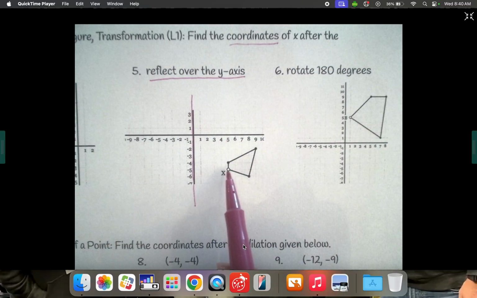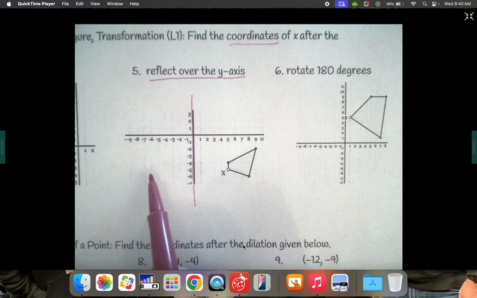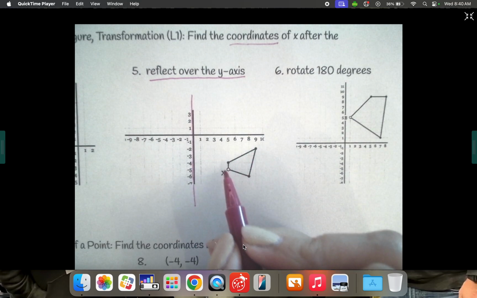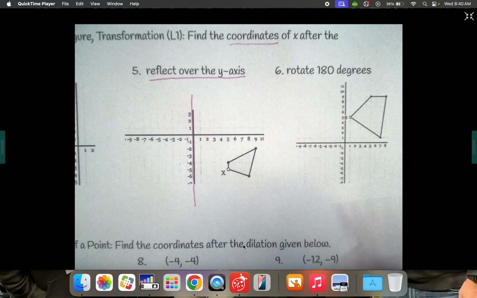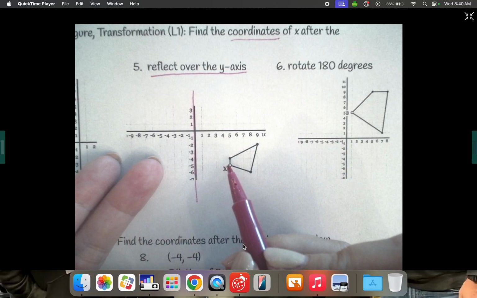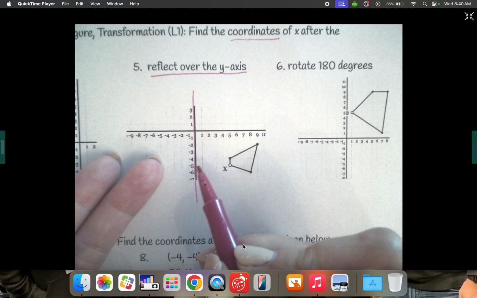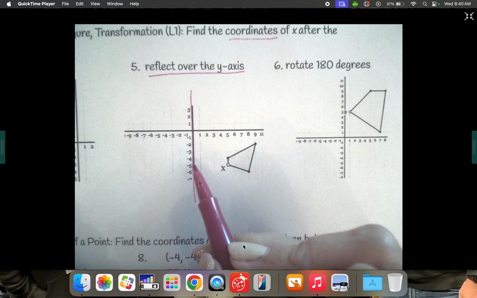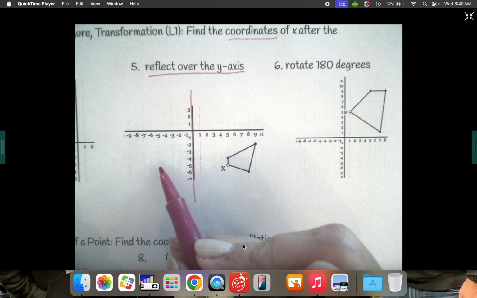We're going to take it and flip the whole shape over here. But instead of having to actually flip the whole shape, we really just want to know where X will land. So right now, if you know you're going to flip it over here, you just want to count how far away from this line it is, and you're going to go that same distance this direction, because it's going to flip over to the other side.